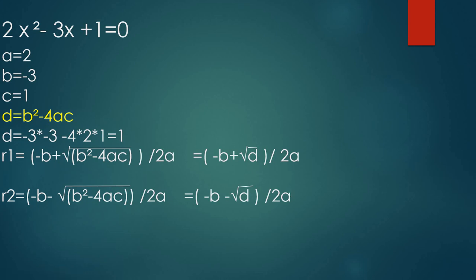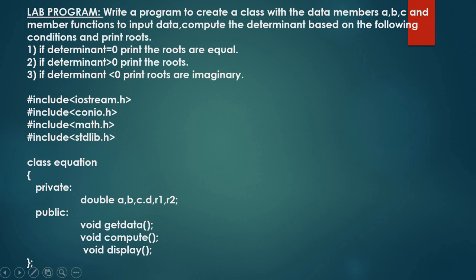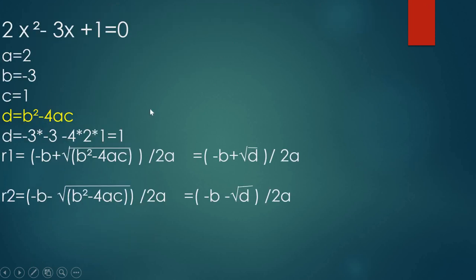Then according to the determinant, the roots are here. See, there are three conditions in this program. They are given three conditions. If determinant is equal to 0, roots are equal. That is, roots r1 and r2 are equal to minus b divided by 2a. If determinant is equal to 0, roots are equal and both the roots are equal to minus b divided by 2a. If determinant is greater than 0, this will be the equation. R1 is equal to minus b plus root of d divided by 2a.